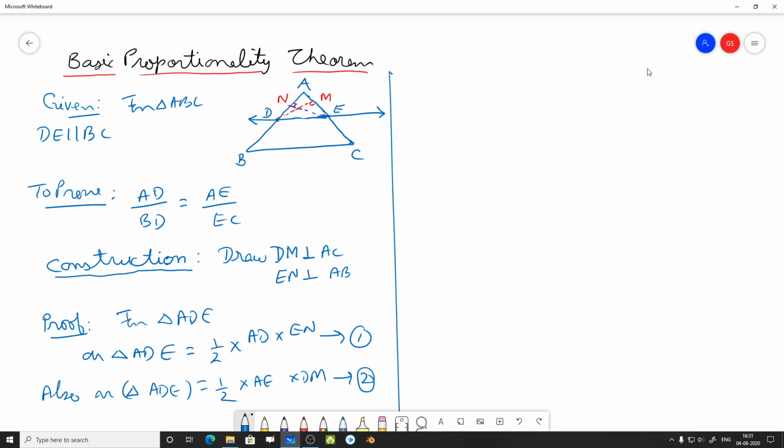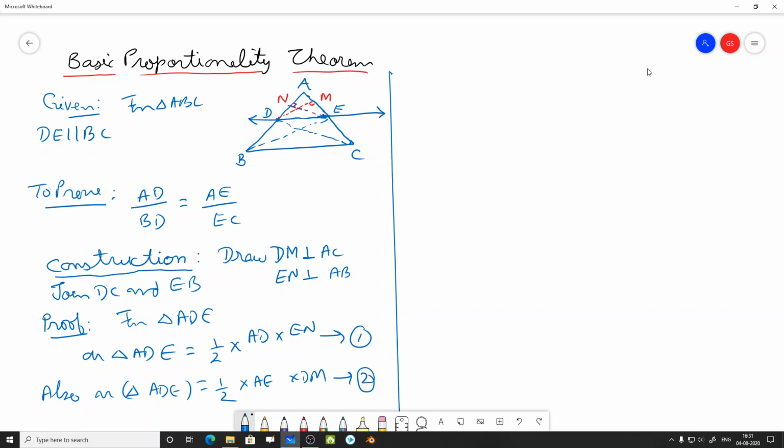Now next what we'll do is we'll have to do some more construction here. So the construction will be, we'll join D and C and E and B. So here also let us write down the construction. Join DC and EB. So joining D and C, this is joining, and we'll join E and B. So joining E and B.